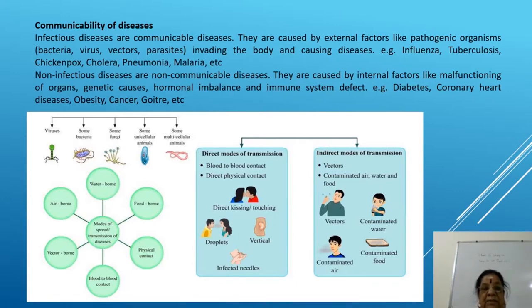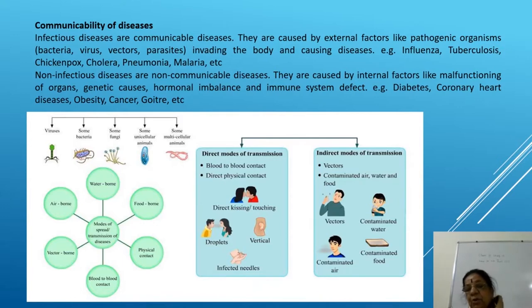And then droplets: when a person is coughing or sneezing, the droplets will spread to another person passively through air. So it is droplets that is given. And then vertical transmission, when it is possible, and then infected needles. If they used a needle, it should be thrown. Use-and-throw needles should be utilized. That is the infected needle. I hope you could follow this.